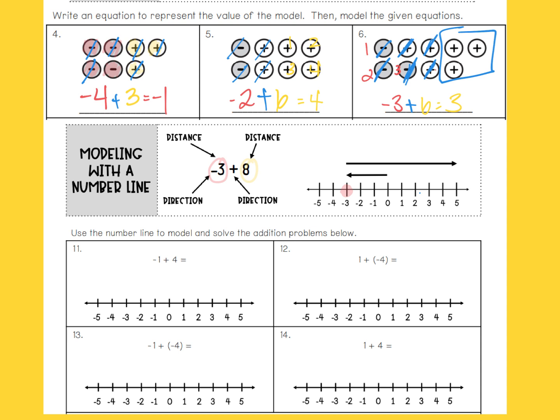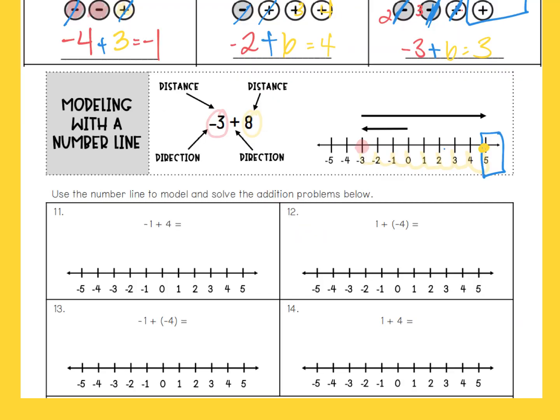And we know that when we have positive numbers, we're going to go to the right. So I'm going to go to the right from negative 3 8 times. So that's 1, 2, 3, 4, 5, 6, 7, 8. And I landed at positive 5. So negative 3 plus 8 is positive 5.